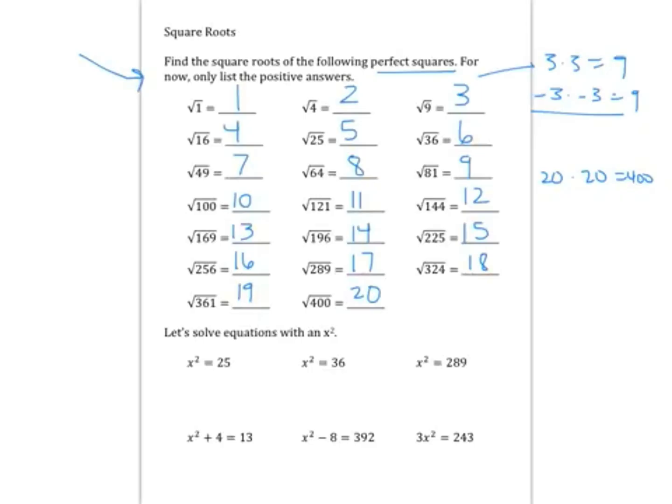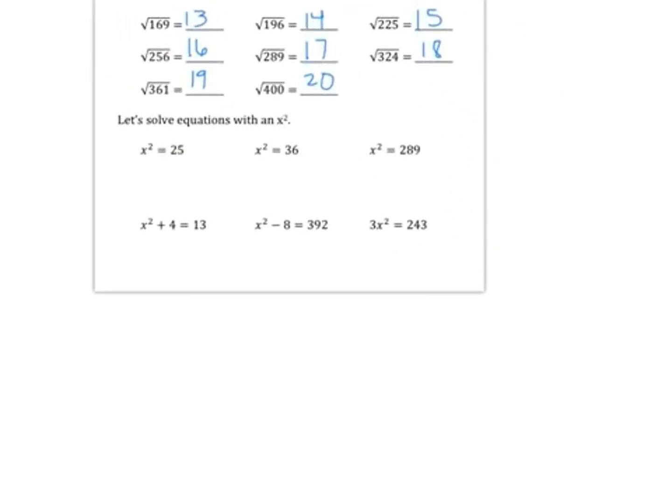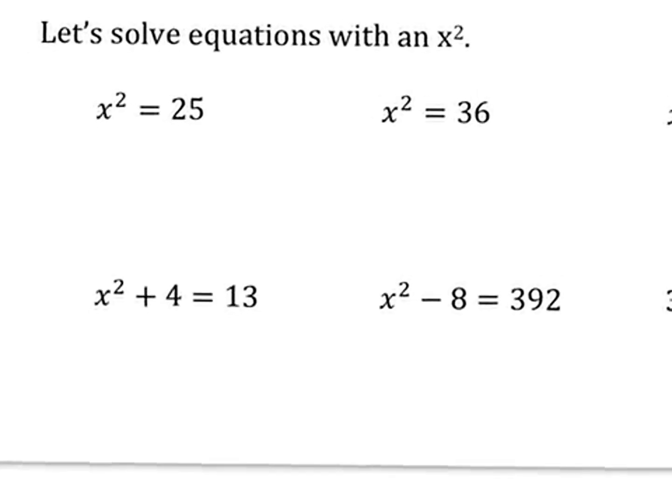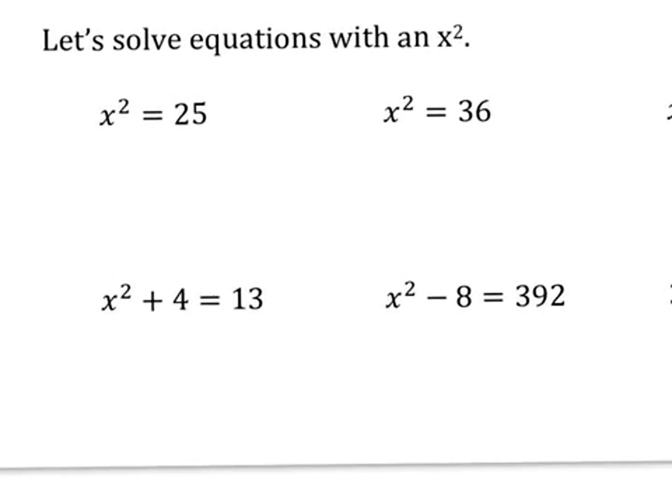So now let's look at solving equations with an x squared. The first example: x squared equals 25. To undo the squared symbol, the opposite of something being squared is to take its square root. So if I take the square root of one side, I also must take the square root of the other.